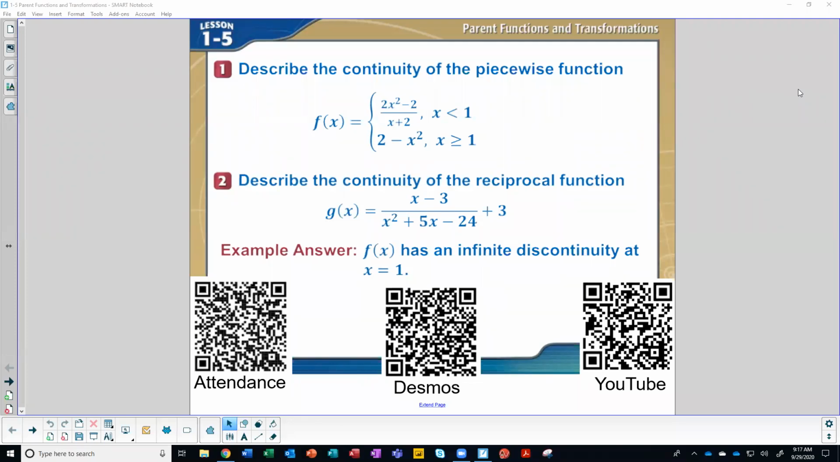You have 3 more minutes for the bell ringer. Currently, there's 5 people who are online who have not taken attendance. Make sure you get that taken, please. If you can't scan a QR code with any other device, you can go through PowerSchool Learning, our digital classroom.